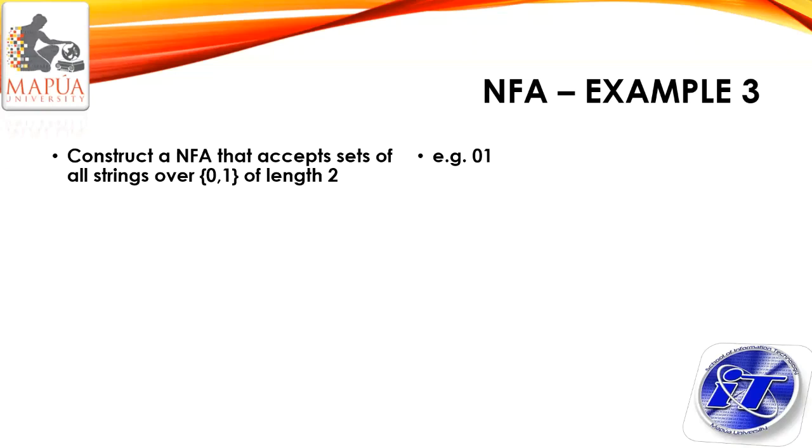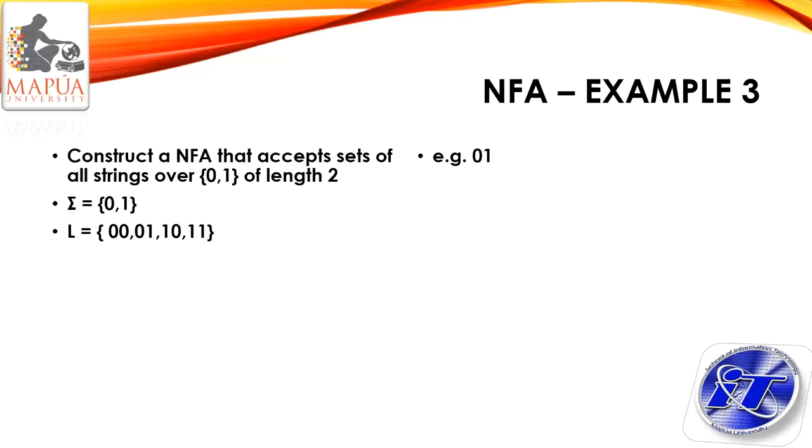Now, let's move on with example 3. In example 3, we're going to construct an NFA that accepts the set of all strings over 0 and 1 of length 2. As long as there are two symbols in the string, it will be accepted. If fewer, not accepted. If more, it will be rejected. Our alphabet is 0 and 1. The results will be 0 0, 0 1, 1 0, and 1 1. We don't care about the value as long as the length is 2.